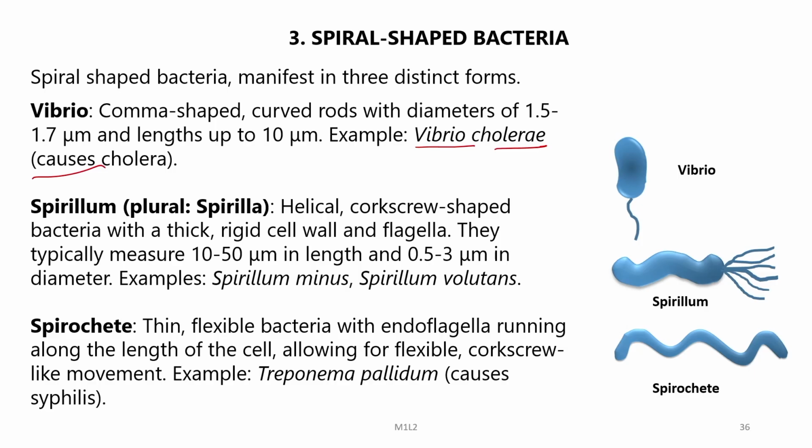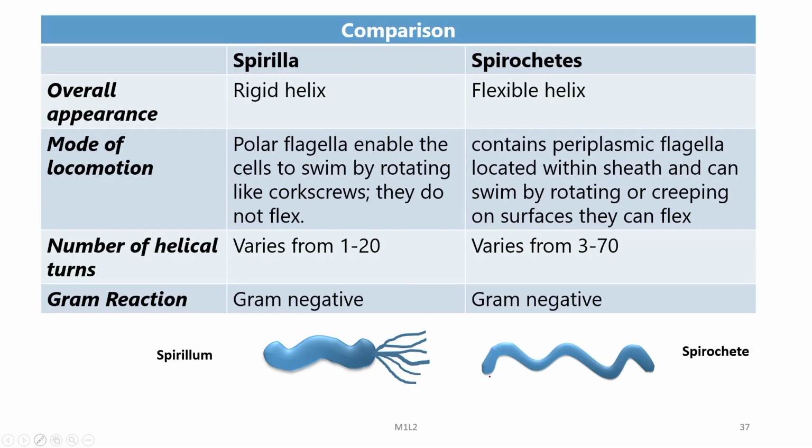Then we have Spirillum, the plural of which is Spirilla. These are helical, corkscrew-shaped bacteria with a thick rigid cell wall and flagella. They typically measure 10 to 50 microns in length and 0.5 to 3 micrometers in diameter. We have examples like Spirillum minus and Spirillum volutans. Then we have Spirochetes, which are thin flexible bacteria with endoflagella running along the length of the cell, allowing for flexible corkscrew-like movements. An example is Treponema pallidum, which causes the disease syphilis.